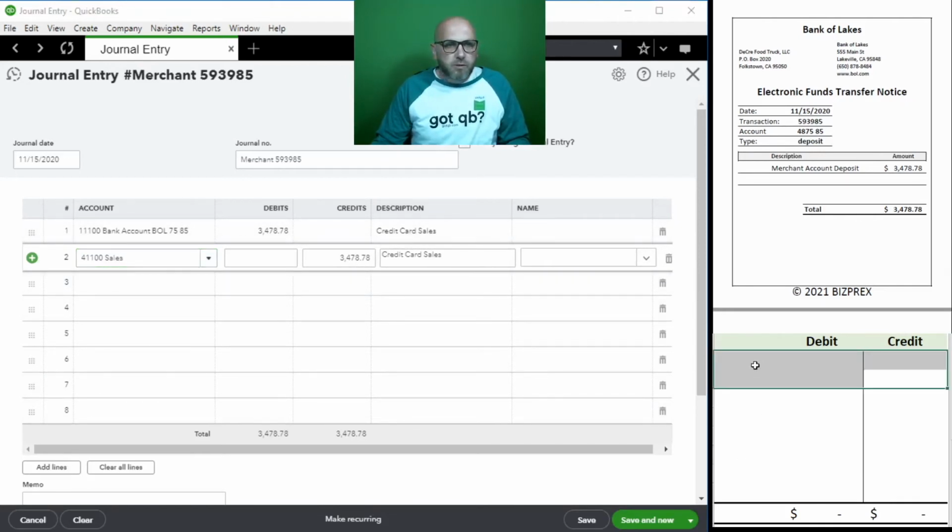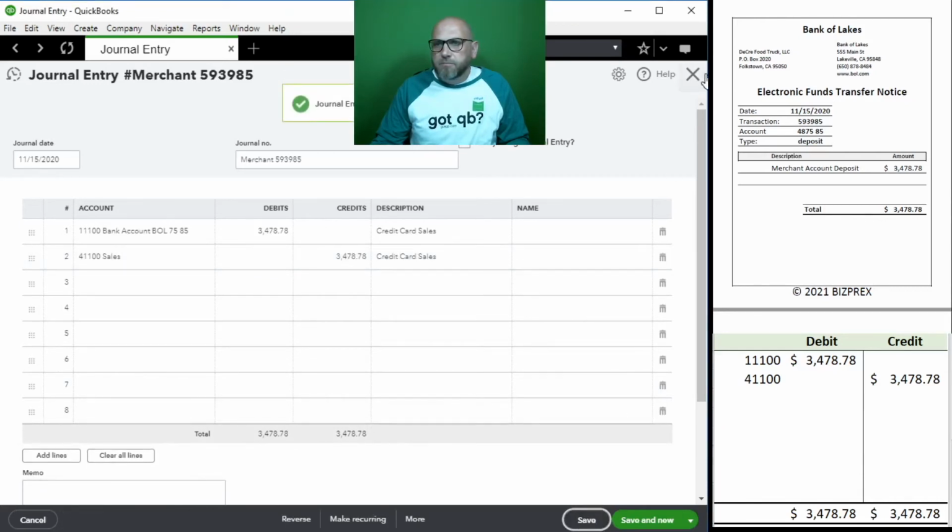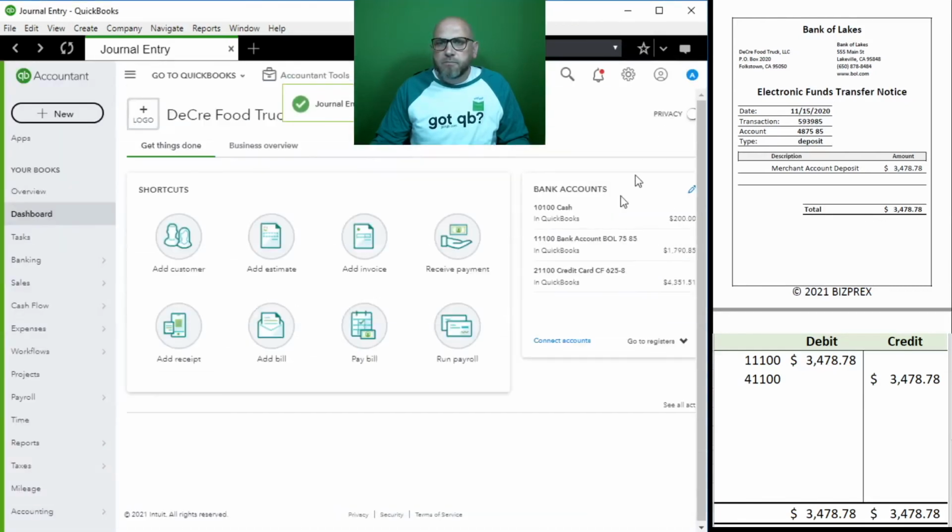So here it is. Let's make sure we reflect it and we fully understand what's happening. Assets go up, right? Bank account is an asset, it has to be debited. What else is happening? Our sales are going up, and sales slash revenue, they go up when credited. Here it is. Debits and credits are in balance, and on this interface, it's right here. Very easy to see, so we're good to go. Okay, save.